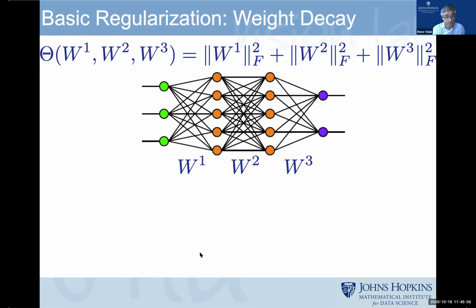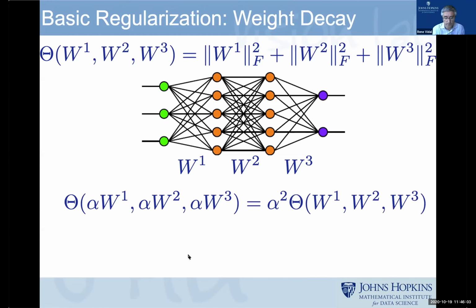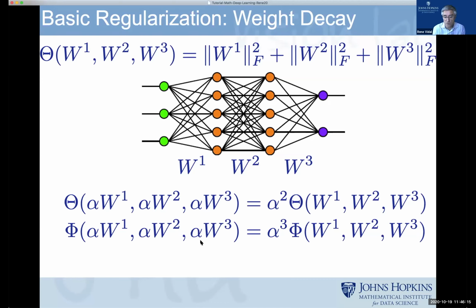In this example, what I have here is a network that has 3 layers. And so what we know is that the regularizer is by construction homogeneous of degree 2. And by assumption, the network has 3 layers. So typically it'll be homogeneous of degree 3. Okay. So one important observation that came out of this work is the fact that these degrees of homogeneity are different is a problem. 2 is different from 3.